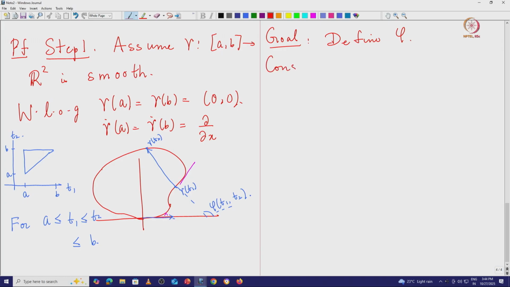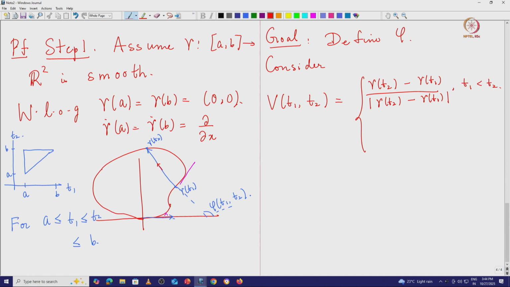Okay, so we consider the following function. v of t1, t2 is basically going to be the unit vector in the direction of this secant line that I have drawn. So it is going to be gamma of t2 minus gamma of t1 divided by the norm of this, where t1 is strictly less than t2.